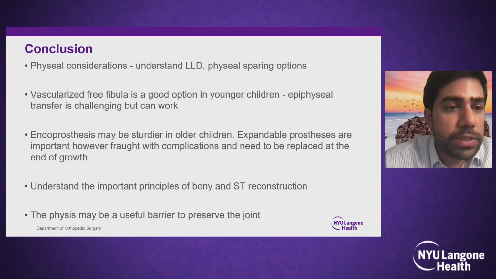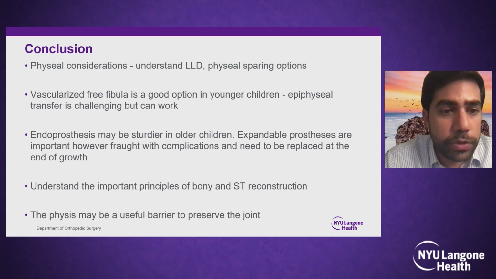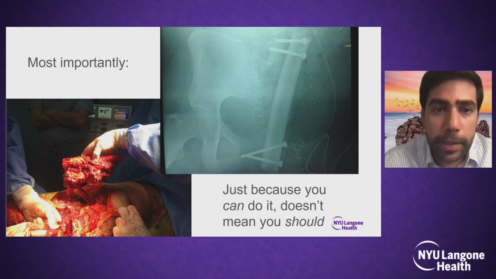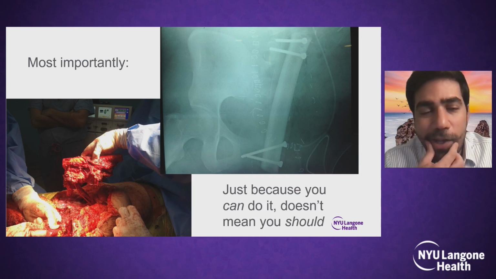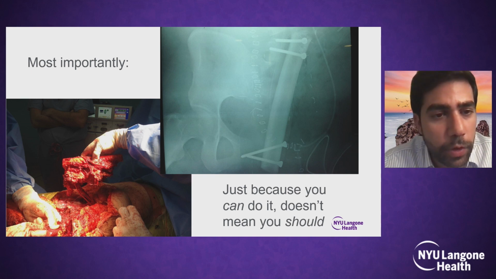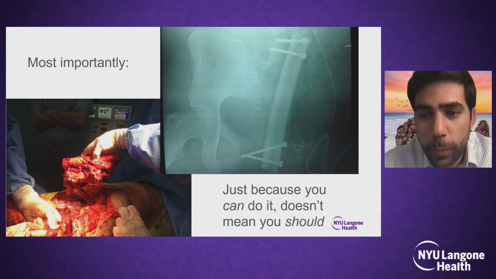The expandable prostheses are important because you want to be able to lengthen these much younger children, but you have to understand their limitations. Important principles in bony and soft tissue reconstruction are extremely important. And finally, the physis can be a useful barrier to preserve the joint in these younger patients. And most importantly, there's lots of things that we can do. It doesn't mean we should do them. So understand really what your goal is, and why you're doing something, and what the potential morbidities to the patient are if you try it. Thank you.